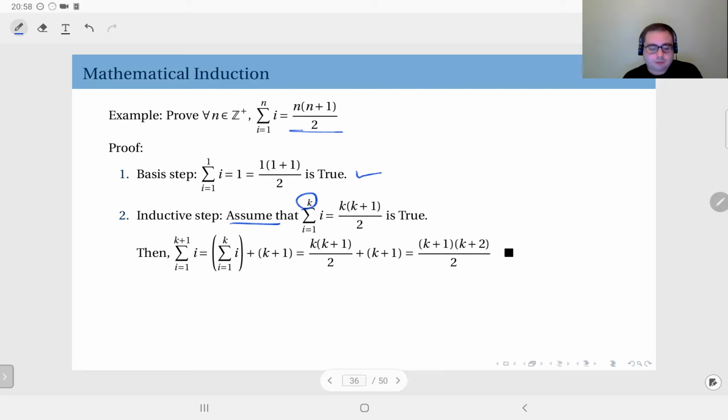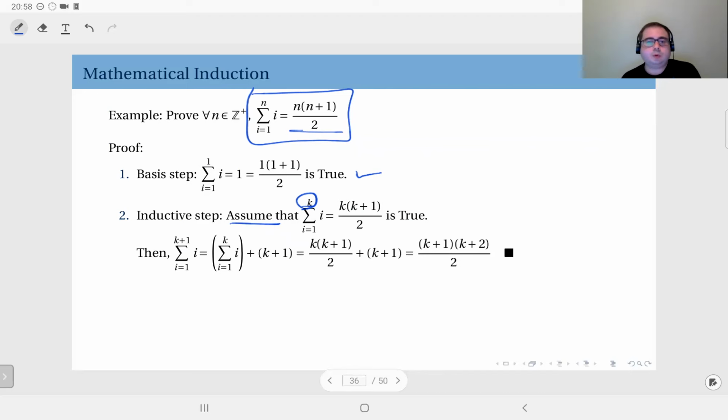Okay, so we are going to assume that the given statement is true for n equals k. Okay, so k is applied here, and this sum is equal to k times k plus 1 divided by 2. Now, this is our assumption in the inductive step, and we will show the implication. When this is true, the formula for k plus 1 follows from this.